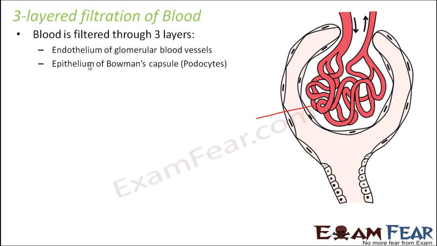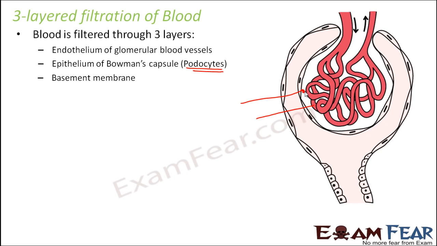The second layer is the epithelium of the Bowman's capsule, that is, the epithelial cells of the Bowman's capsule, which are also known as podocytes. This is the Bowman's capsule and its covering, the uppermost layer. The cells which form the epithelium of the Bowman's capsule are called podocytes. So that is another layer. And the third layer is the basement membrane.